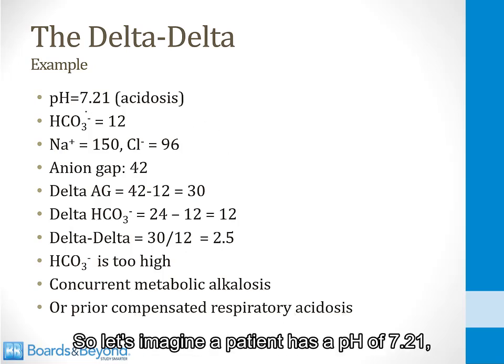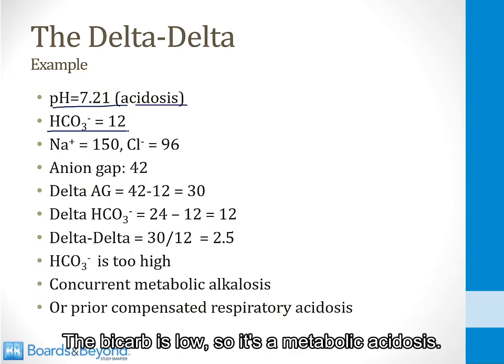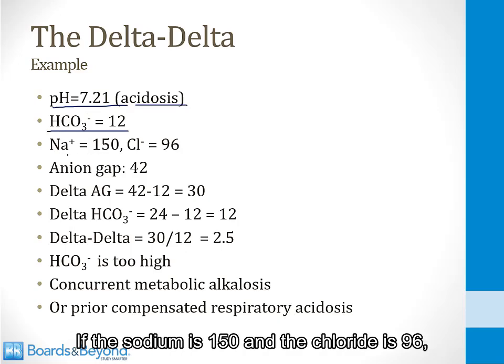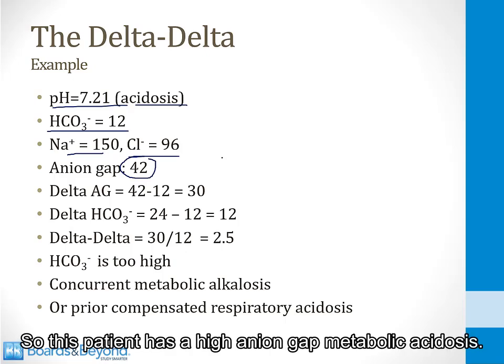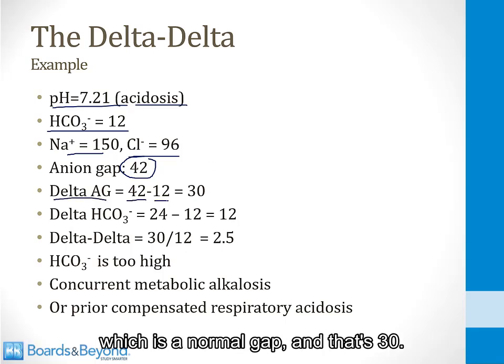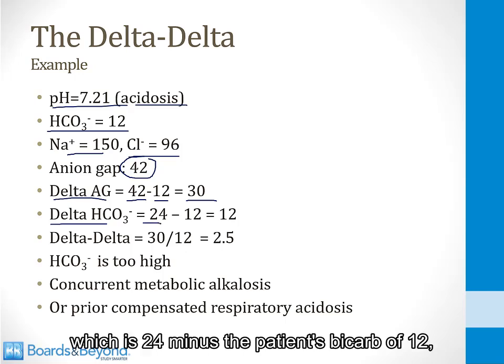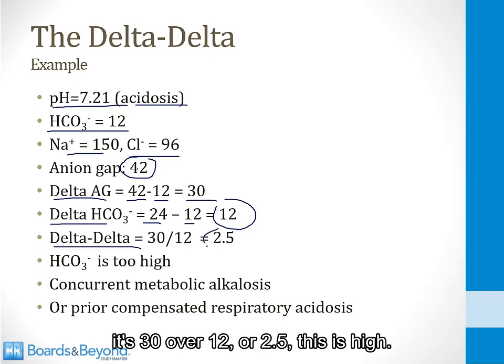So let's imagine a patient has a pH of 7.21, that's an acidosis. The bicarb is low, so it's a metabolic acidosis. If the sodium is 150 and the chloride is 96, you can do the math and the anion gap is 42, which is elevated. So this patient has a high anion gap metabolic acidosis. The change in the anion gap is the patient's anion gap minus 12, which is a normal gap, and that's 30. The change in bicarb is a normal bicarb, which is 24, minus the patient's bicarb of 12, and that's 12. If we calculate the delta-delta, it's 30 over 12, or 2.5.